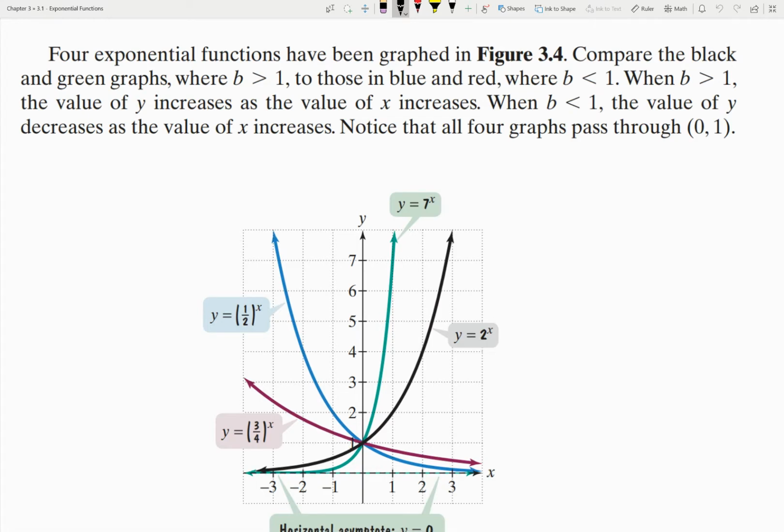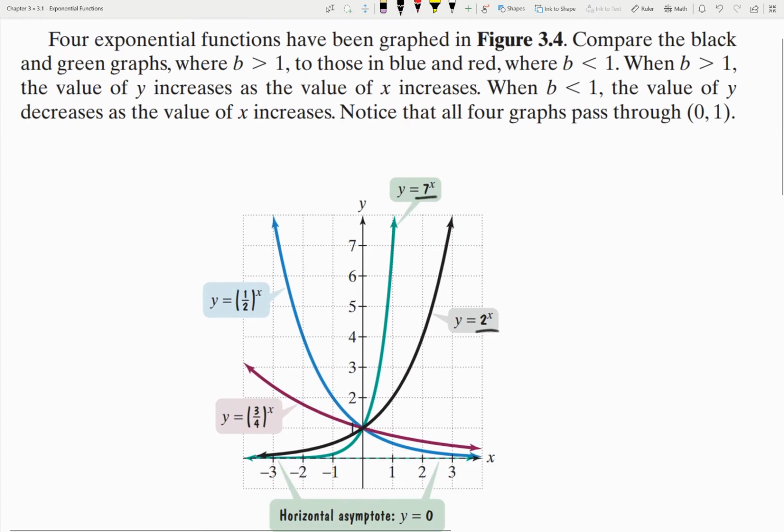Okay, so let's talk a little bit about that right now. So here are 4 exponential functions that have been graphed below. If you look at the black and the green graph, look at the base. The base is a 2, the base is a 7. However, look at the blue and the red one, which have bases that are less than 1.